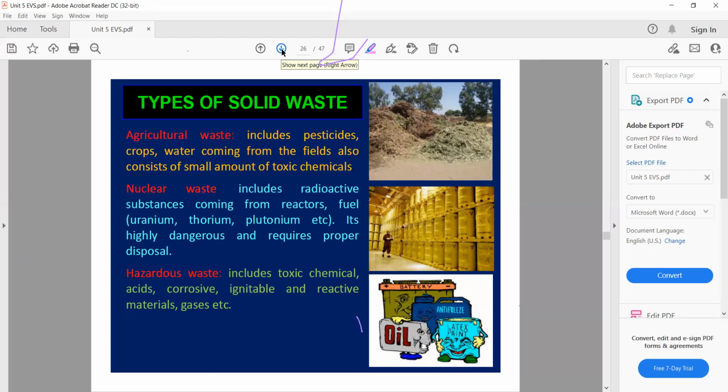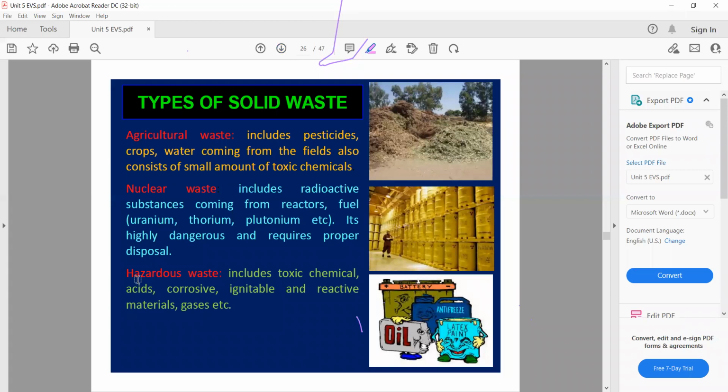Then nuclear waste, it includes radioactive, this is very, very harmful. It includes radioactive substances coming from reactors, fuel, uranium, thorium, plutonium. It's highly dangerous and requires proper monitoring and disposal. Monitoring is to be done before disposing them off.